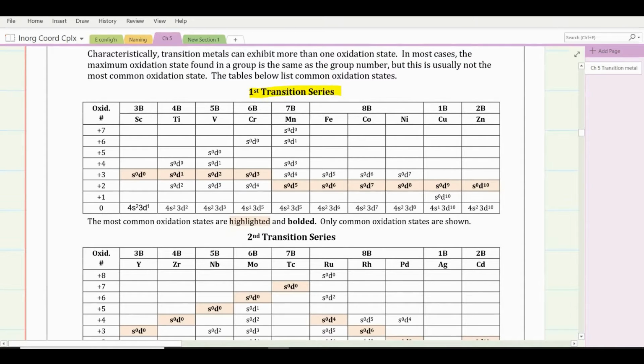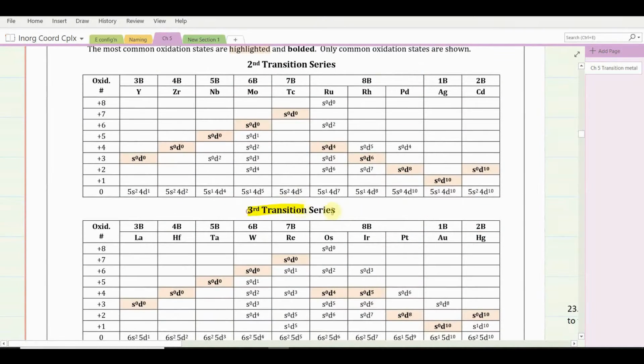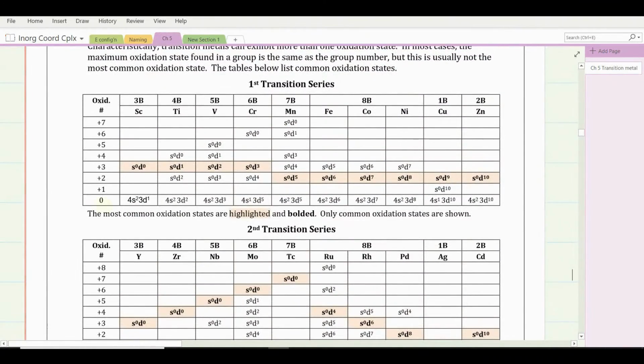So in the first transition series we have scandium through zinc. The second transition series is yttrium through to cadmium, and the third transition series is lanthanum through to mercury. The zero oxidation state represents the element where the number of electrons is equal to the number of protons. The elements are neutral, and these are the ground state electron configurations I have highlighted.